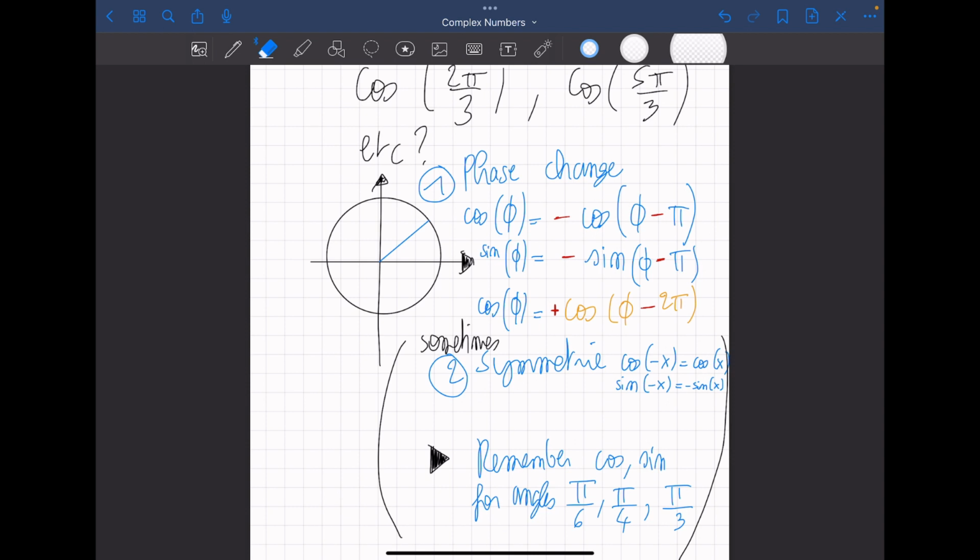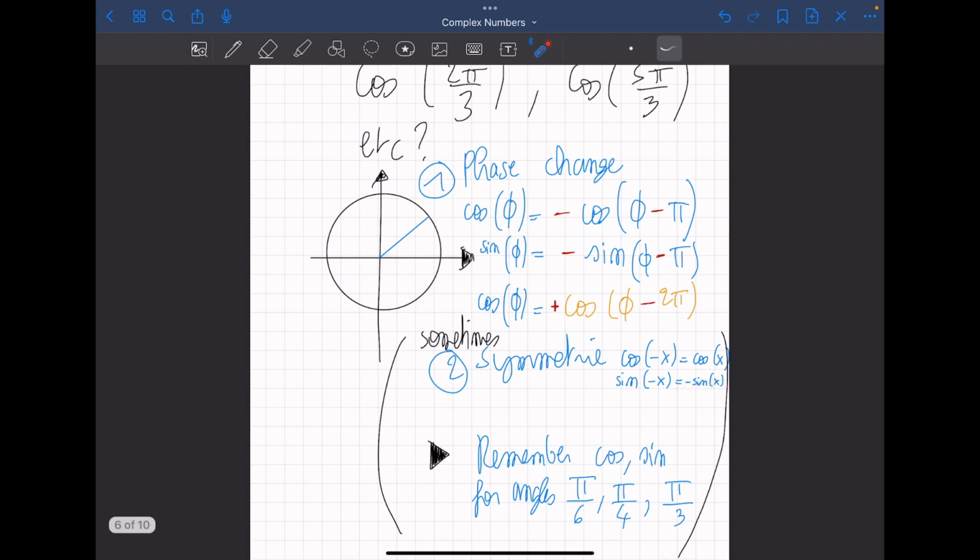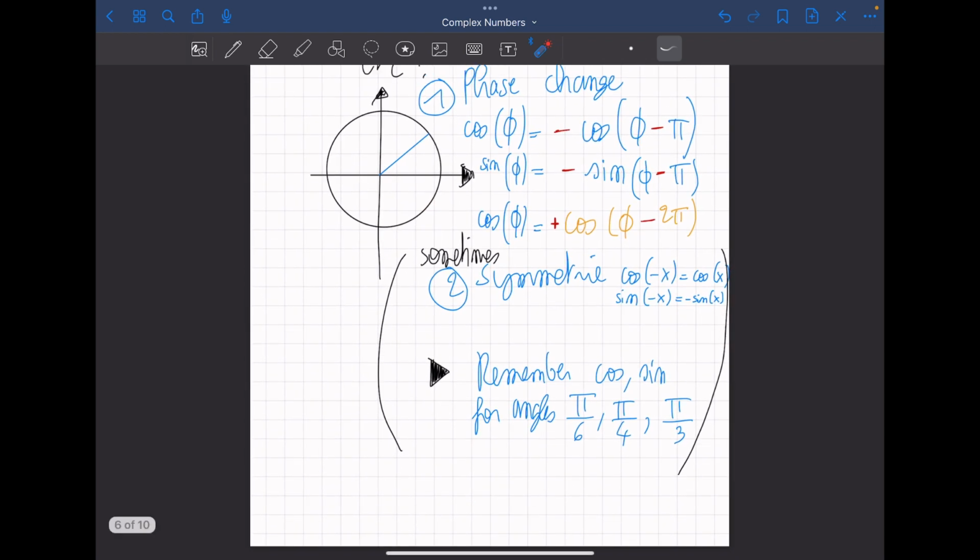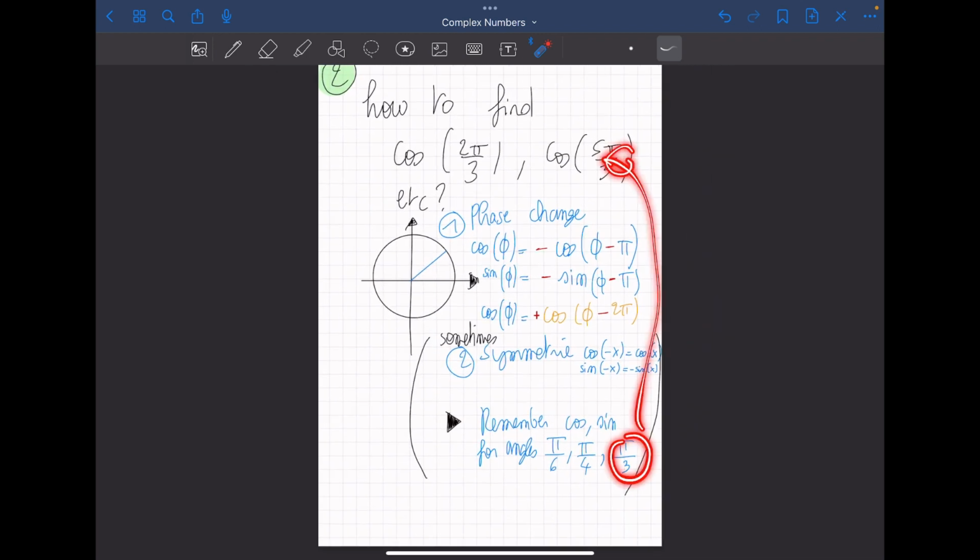Sometimes then you would have to use the symmetry. The cosinus of an angle is the same thing as the cosinus of minus this angle. We actually say that this is an even function. And the sinus of an angle is minus the sinus of the other angle. So it's an odd function. Then we get the angle that we wanted. You just have to remember these angles, and then you can just use them to find those.